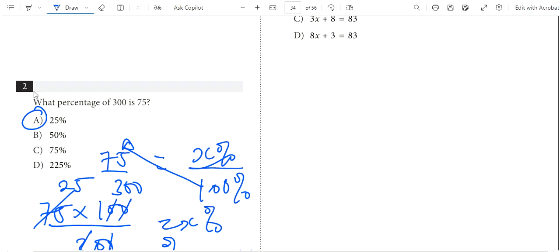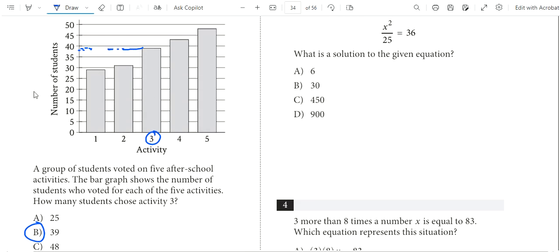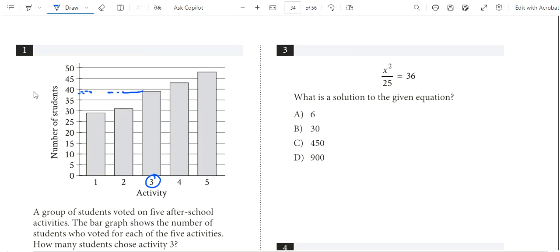Let's go on to the third question. So this question says, what is a solution to the given equation? I want you to try this out, and you could pause the video right now and see if you could try that out.